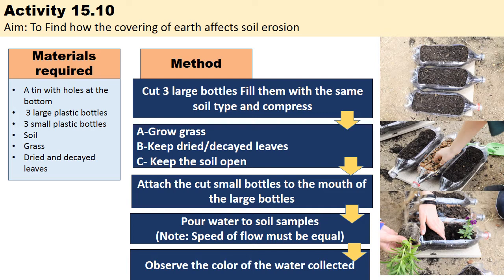After the grass has somewhat grown, you can pour water onto the soil samples in all 3, A, B and C. Note that the speed of the flow must be equal. So you have to use the same amount of water and the same vessel to apply water for the 3 setups. Next you can observe the color of the water that is collected. The next is a video.